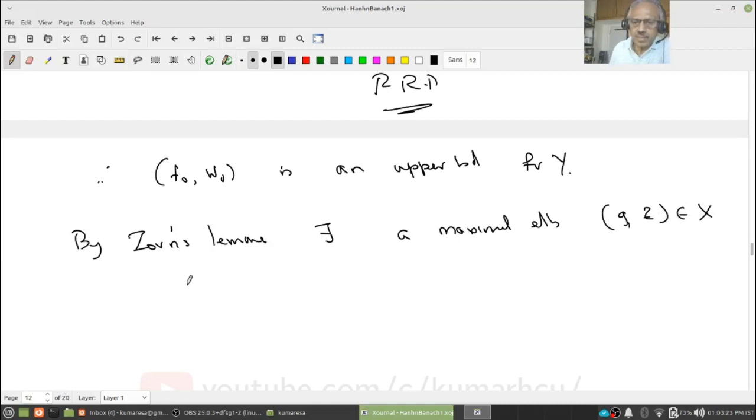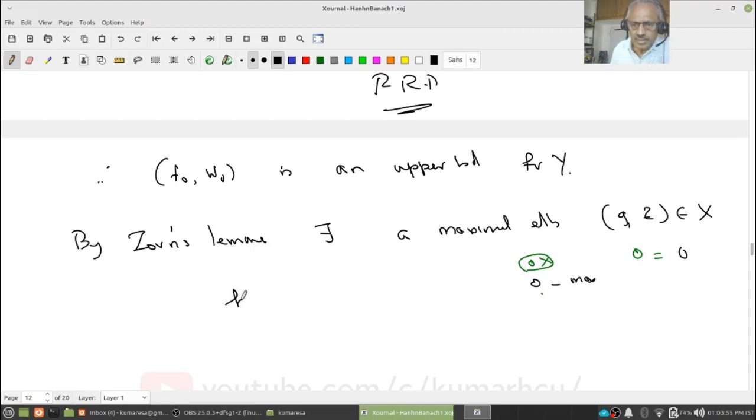What does that mean? Again, many people have confusion with Zorn's lemma. Maximal element means, see, there are two things. When I say it's maximal, you want to say there is nobody above me. If you say this fellow is above him, then this fellow is equal to this fellow.